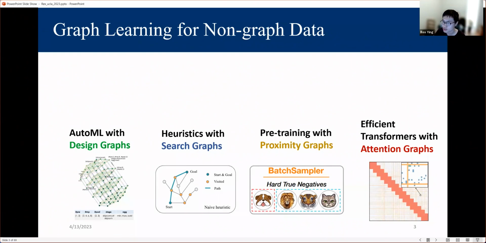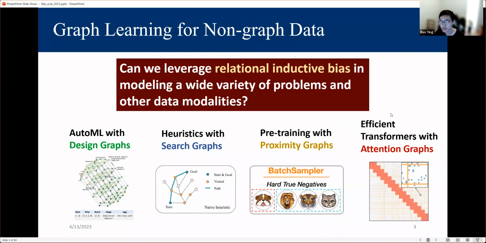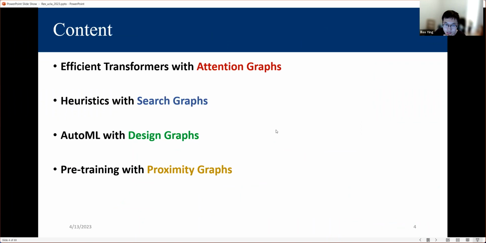Actually, I'm going to start with the efficient transformer project and go kind of backwards. The key question I want to share is whether we can leverage these relational inductive biases that are inherent in data that is not directly manifested as graphs, and use these inductive biases in modeling these problems and help machine learning in these other data modalities. I'm going to first introduce the efficient transformer work, and then I'll go to the various search problems as well as self-supervised learning or pre-training.